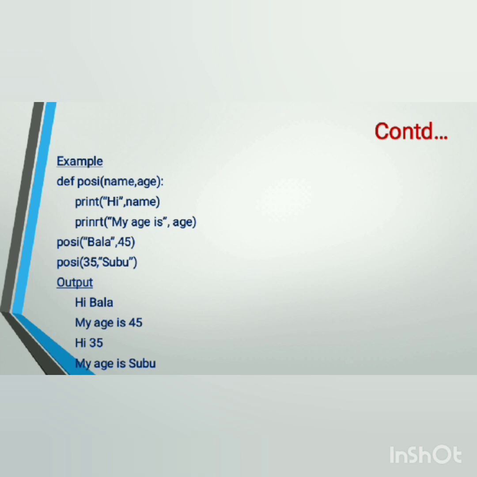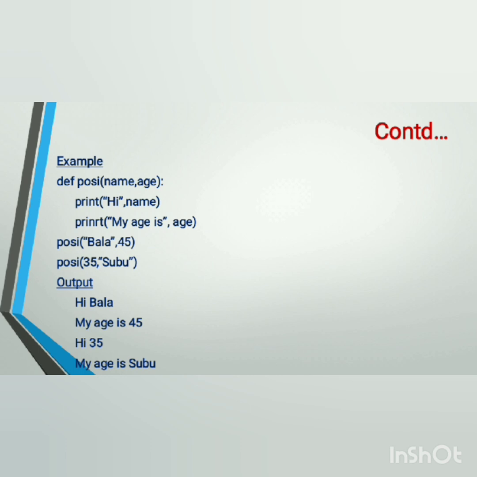Next we are going to see the function calling. What is the function name here? POSI, right? Within this function calling I have passed two values. What is the first value? Bala. What is the first argument? Bala. Second argument is 45. So automatically Bala is assigned to name, 45 is assigned to age, right? So now name carries Bala, age carries 45. Now it will print hi, what is the name? Bala. So hi Bala is the first output statement. Next print statement, my age carries 45. So my age is 45 will be displayed for the first function calling.